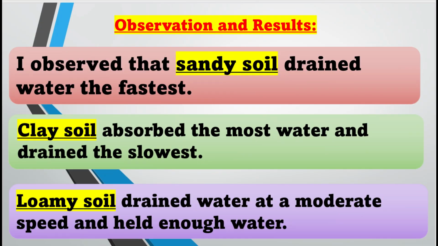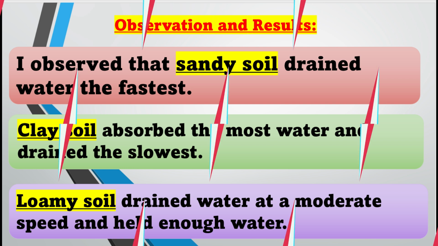I observed that sandy soil drained water the fastest. Clay soil absorbed the most water and drained the slowest. Loamy soil drained water at a moderate speed and held enough water.